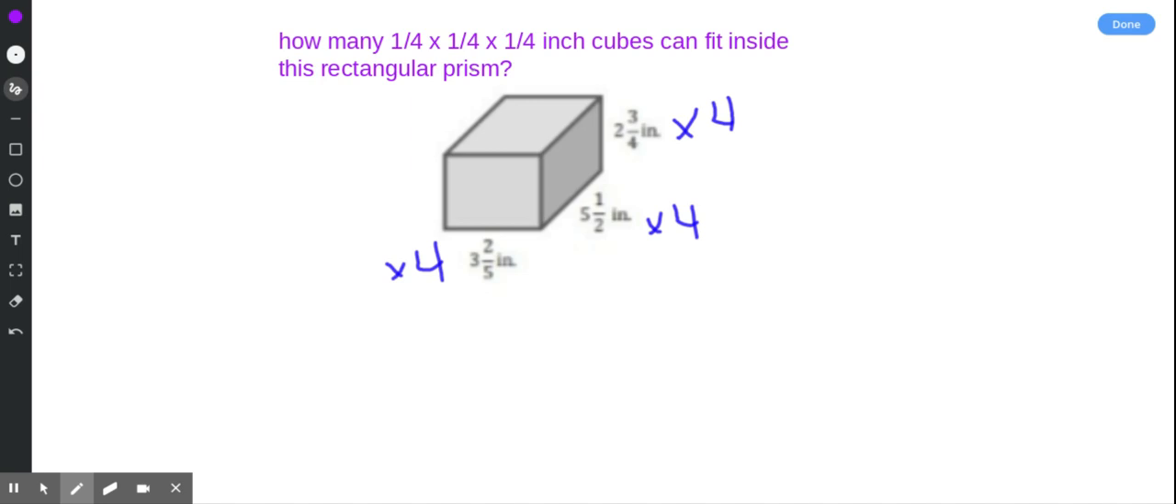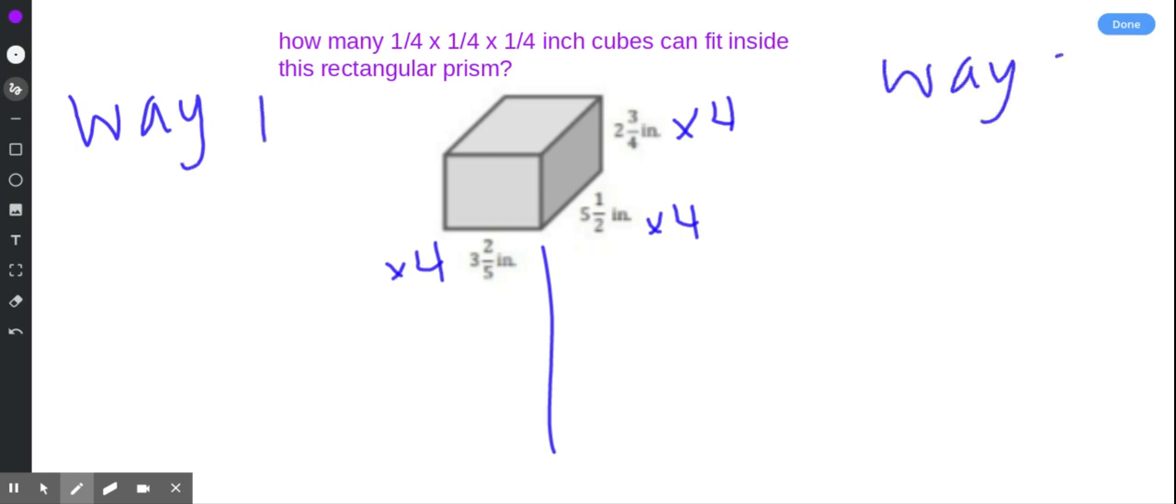So I'm going to solve it 2 different ways. Here, we'll do way 1 over here, and then I'll do another way over here, way number 2. The first way I'm going to do it is I'm going to multiply each dimension, length, width, and height, by 4. And then I'm just going to solve for the volume that way, length, width, height. This is the same rectangular prism that we used in the last example as well.